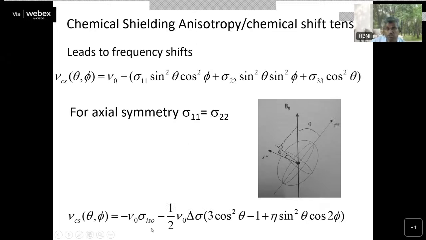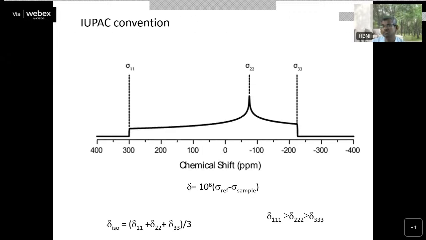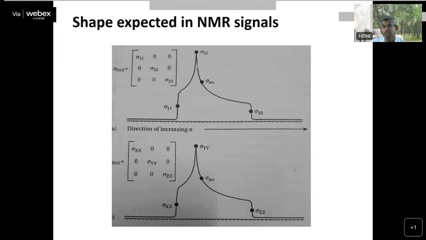So as a function of theta and phi, how the chemical shift frequency changes, how the line shape comes, is expressed by this equation. You need not remember any of this equation. Only remember the line shape: how a line shape looks like if it is a static NMR pattern of solids. A typical line shape we get is like this.